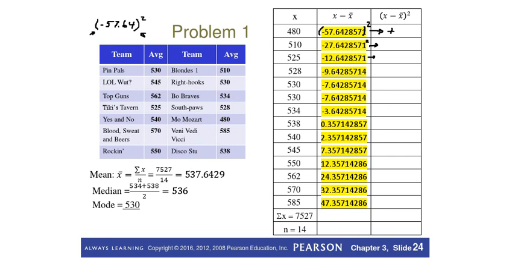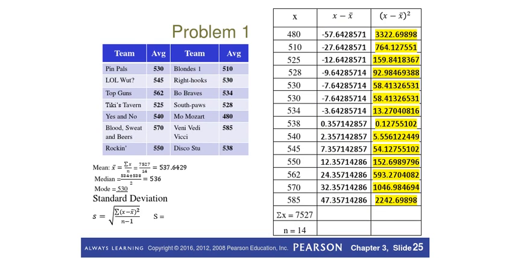All right, let's see what you got. Here we go. My differences each time were squared. So you see I would get numbers like 3,322.70, rounded to the hundredth, 764.13, 159.84, 92.98, and so on down the list. So I've got a list of 14 numbers that are all squares.